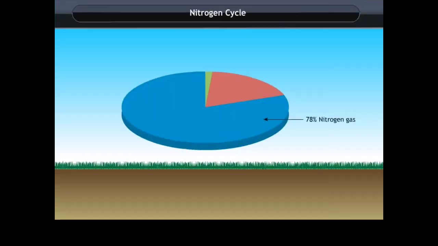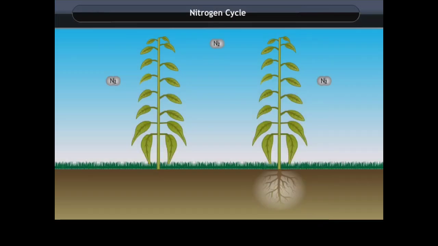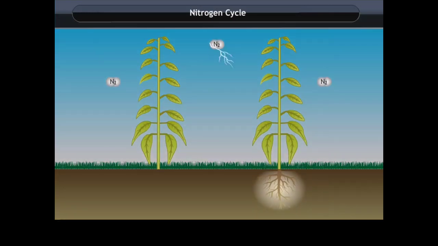Nitrogen cycle. The atmosphere has 78% nitrogen gas. The pure nitrogen cannot be taken directly by plants and animals. It must be fixed into a usable form. Lightning can fix nitrogen gas, N2, by combining it with oxygen to form nitrate ions, NO3-.